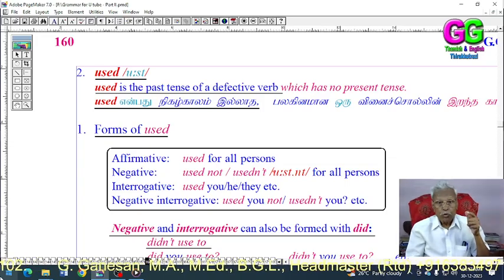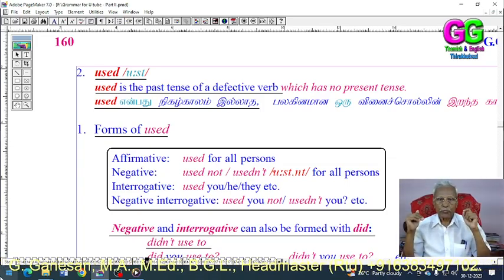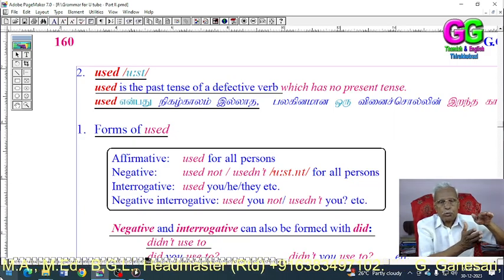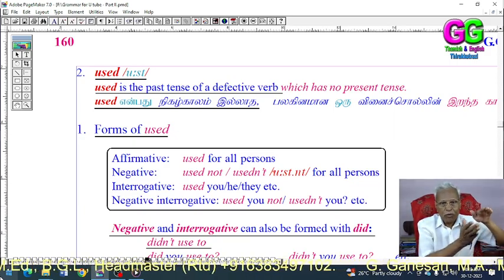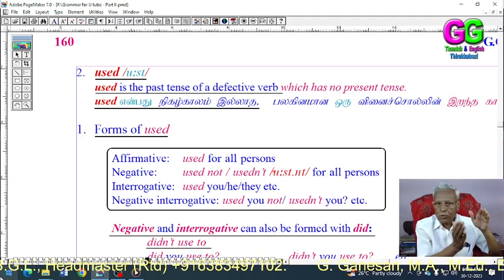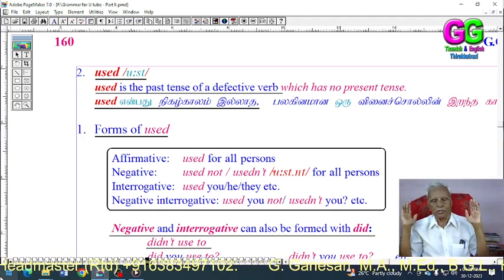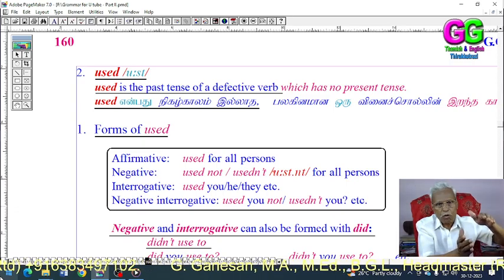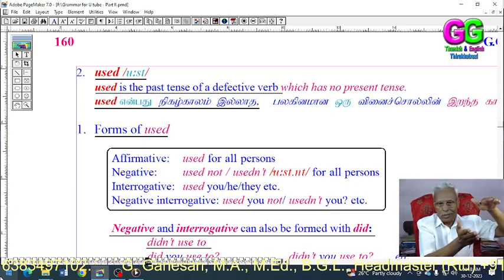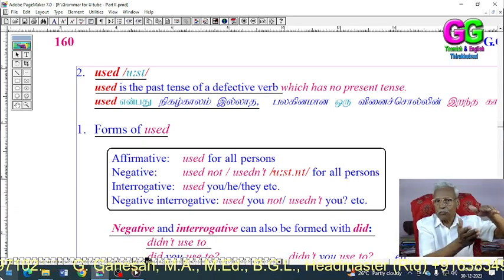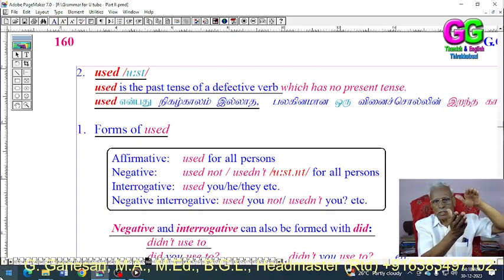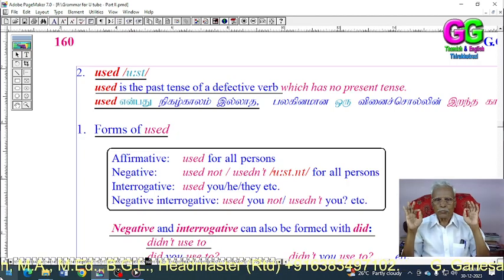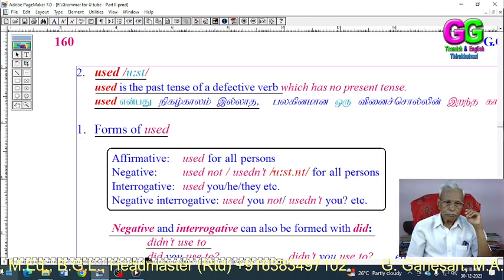Dear students, so far we have seen how dare is used as a finite verb and how it is used as a modal auxiliary, and what its forms are. Now we are going to see used.